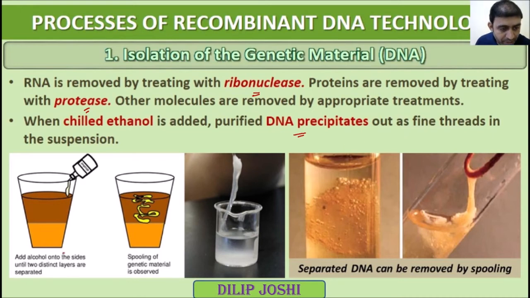Here it is. Add alcohol along the side until two distinct layers are separated. Here spooling will take place. Spooling means we can insert a glass rod inside the test tube and take it out. The threads are observed as white colored threads. At the bottom we can find some white colored portion. So here spooling takes place and the DNA is removed. This you can see in the practical also.